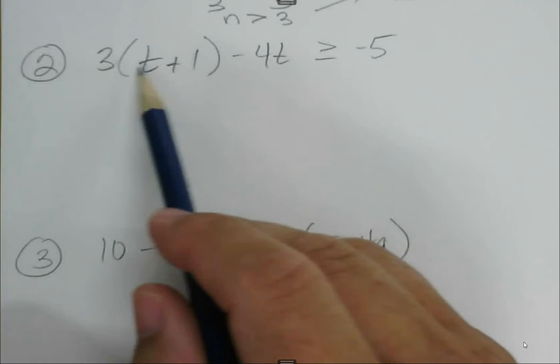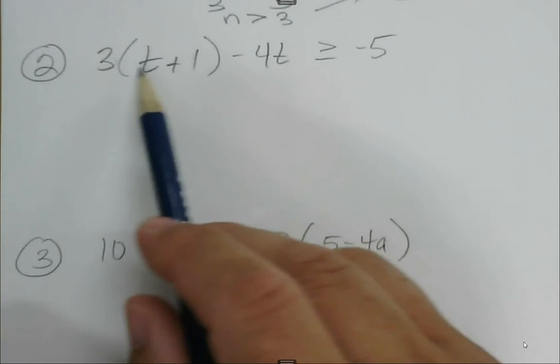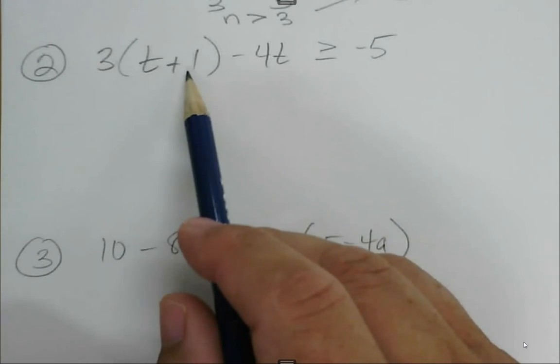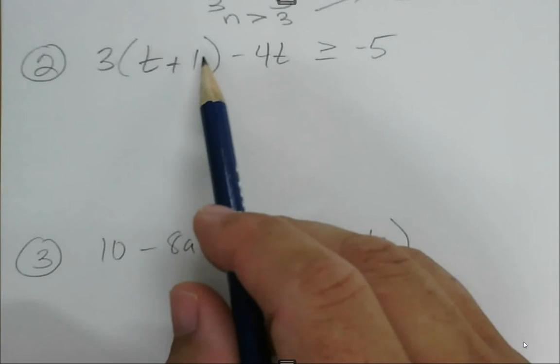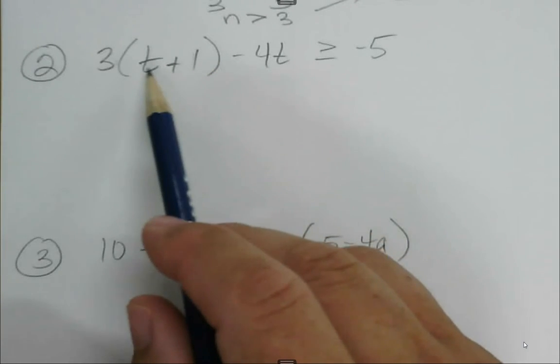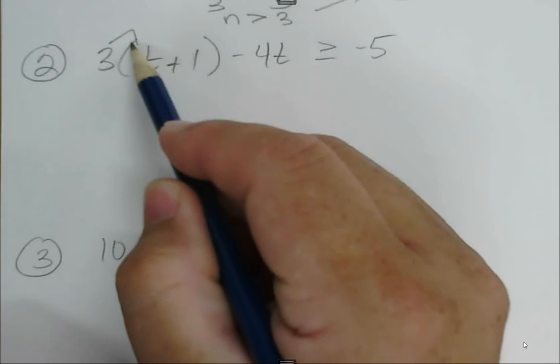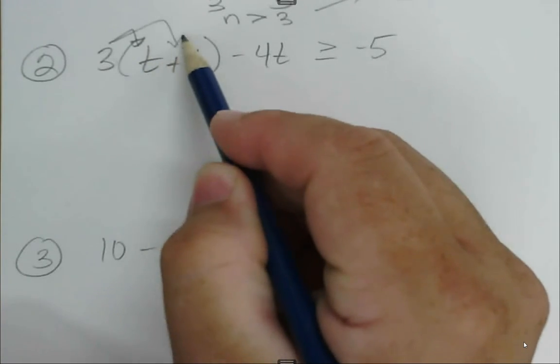So again, the first thing I'm going to do is look at my parentheses. I don't have any like terms in here that I could combine. I don't have any exponents. So my next thing I need to do is multiplication. So I'm going to go ahead and multiply this 3 through every term.